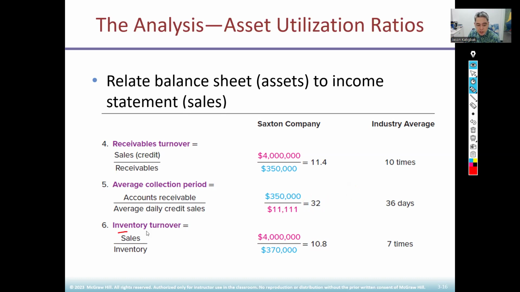Now, the same thing for the sales turnover. It's sales over inventory, that is 10.8 times a year, right? So it means that you're liquidating the inventory, or selling the inventory, at a faster rate, better than the one that you have in the industry. Let me just go back there. Now, this ratio might be cost of goods sold.